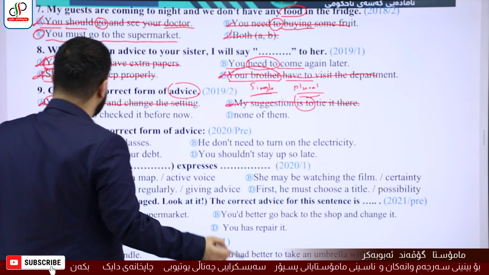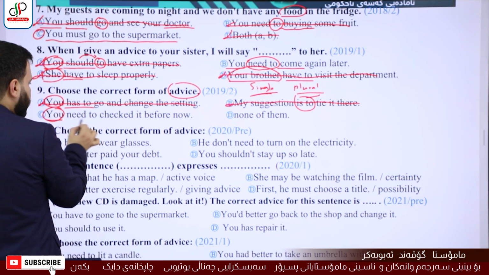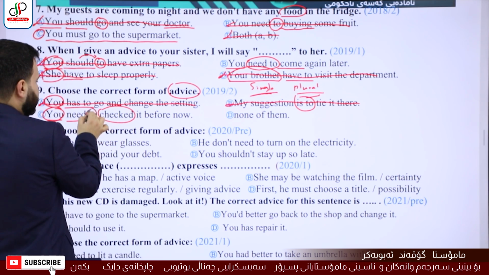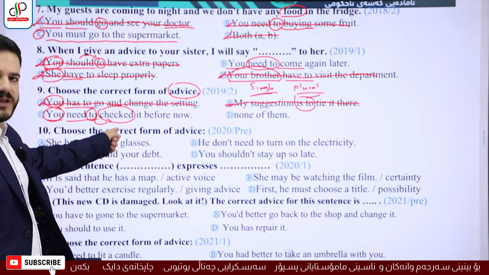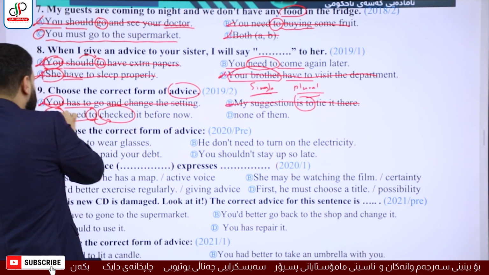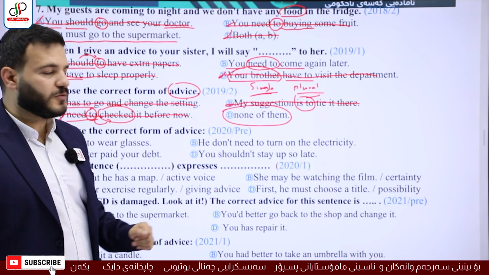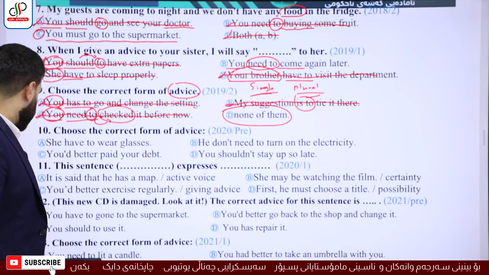You need to check here. If you see, it's you for plural, need to, and checked. Here it's we have to, and we have to write down the base form, not the ed form. That's why C is wrong again. Here I'm gonna say none of them are correct. None of them are correct.